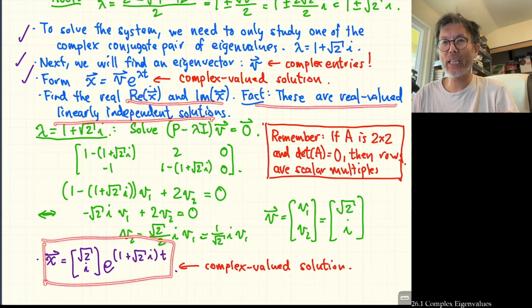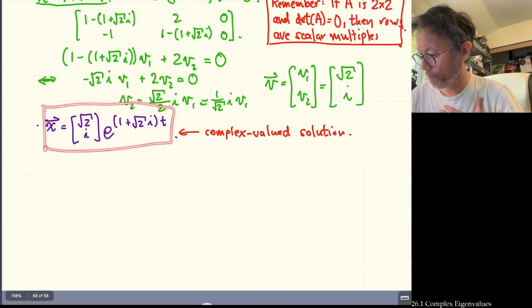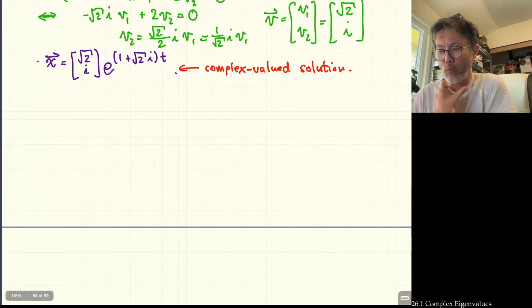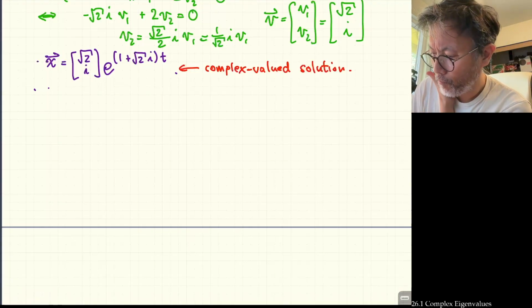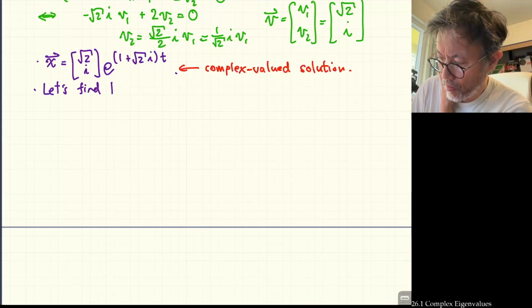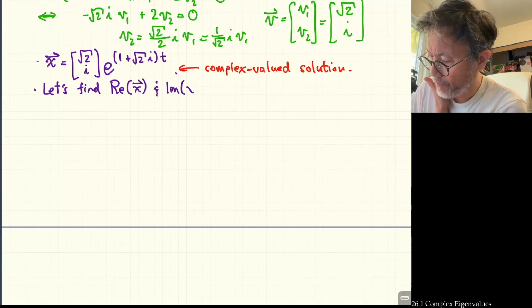There's a lot happening there. Again, accept it, okay? So that's what we're going to do next. We're going to find the real and imaginary parts. The real part of x and the imaginary part of x.